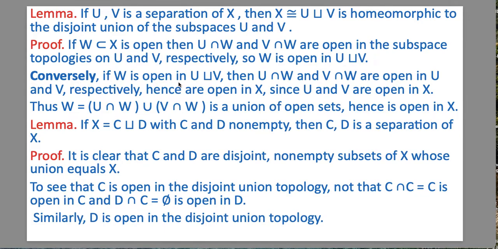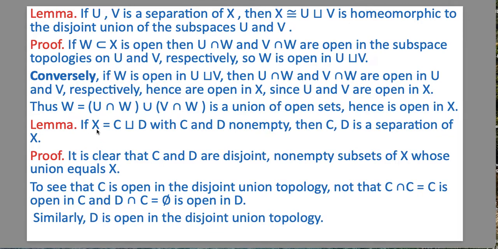Conversely, if W is open in the disjoint union of U and V, then U intersection W and V intersection W are open in U and V respectively. Hence, these are open sets in X since U and V are open in X. Thus, W, which is equal to U intersection W union V intersection W, is a union of open sets because U intersection W is open and V intersection W is open. Hence, W is open in X.